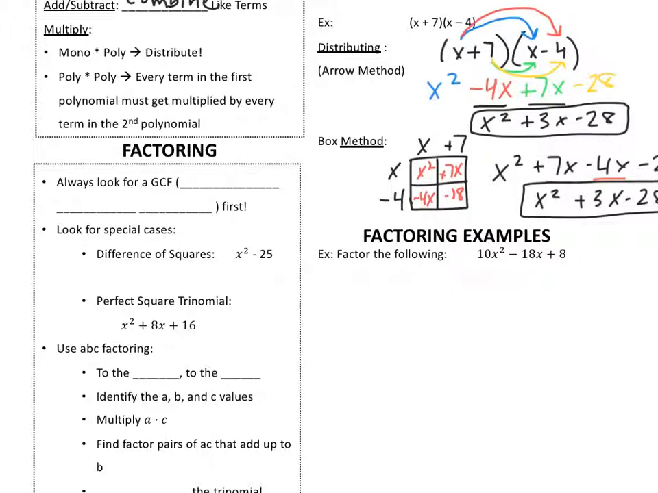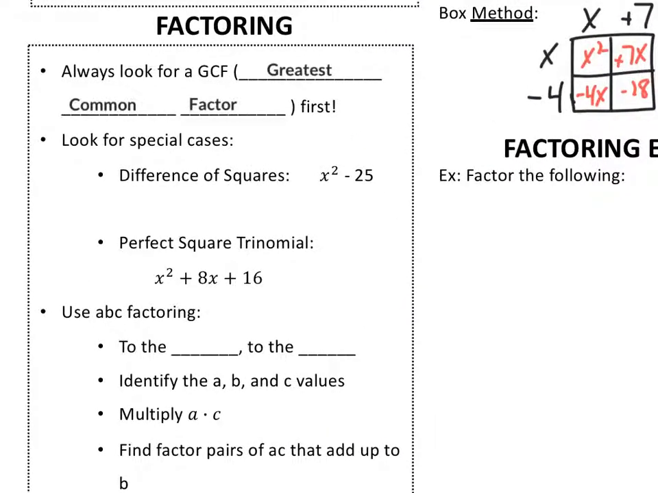So to factor, you always want to look for a GCF first. GCF stands for greatest common factor. After you look for a GCF, you're going to look for specific special cases.